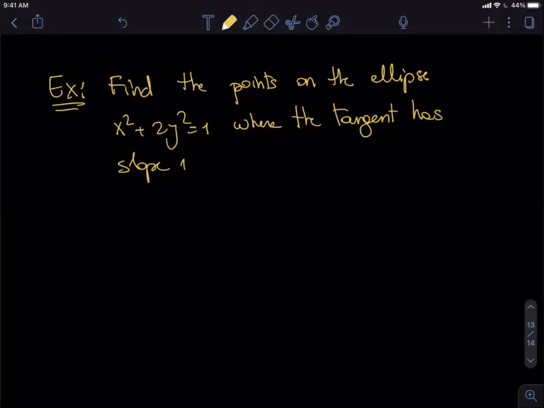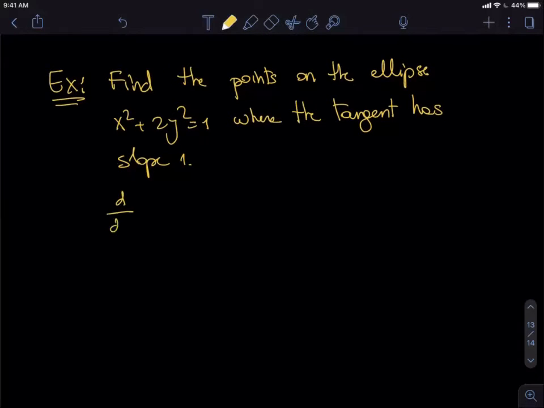Let's find the points on the ellipse x squared plus 2y squared equals 1, where the tangent has a slope 1. So how do we do this? The best approach is to just do implicit differentiation. It's the fastest and the easiest.